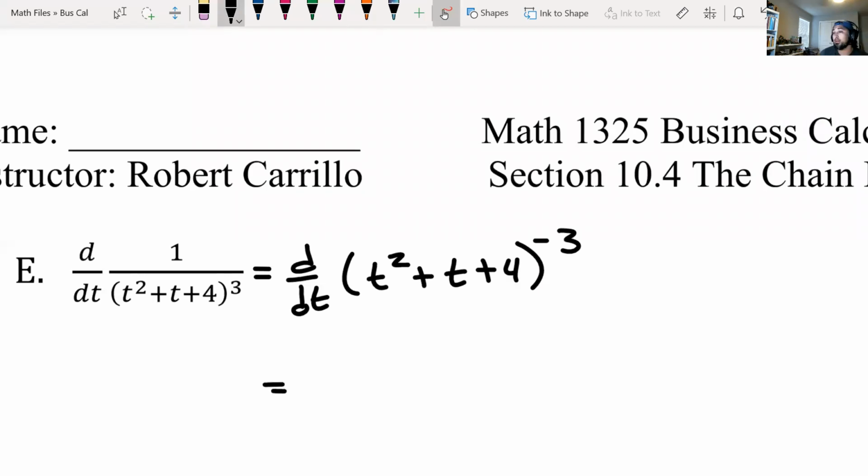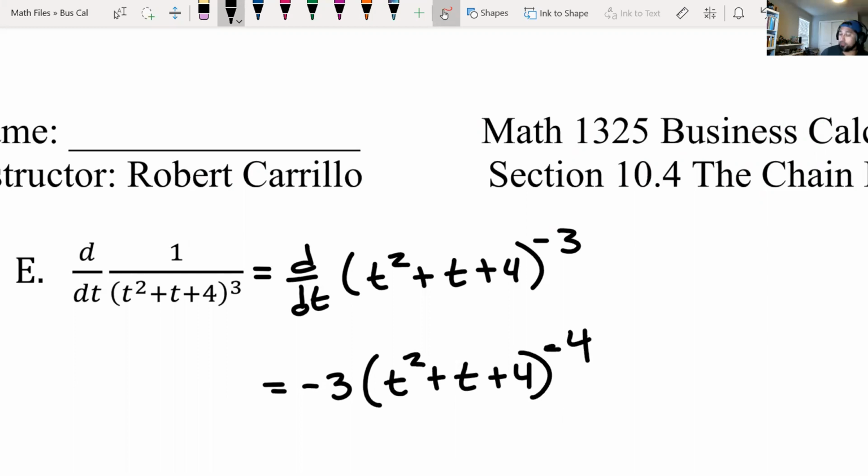and we will get the derivative of the outside, negative 3. The inside will stay the same to the negative 4. There's the derivative of the outside. Now multiply it by the derivative of the inside. What do we have? 2t plus 1. Remember, the derivative of that t is 1.